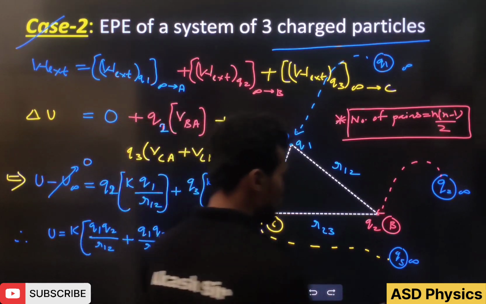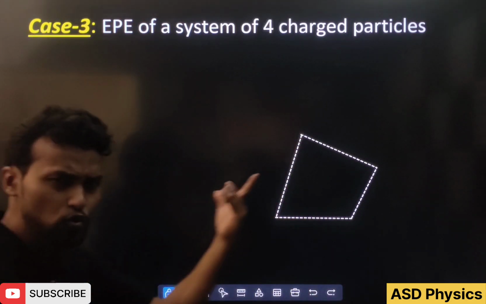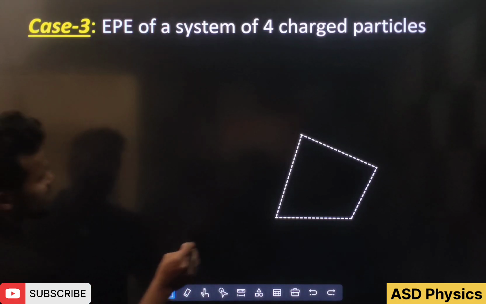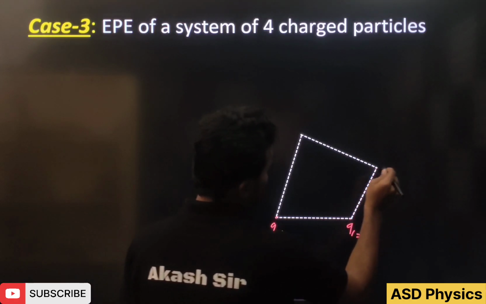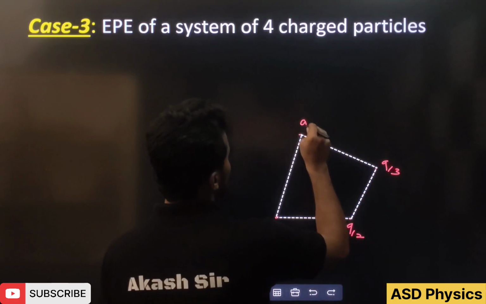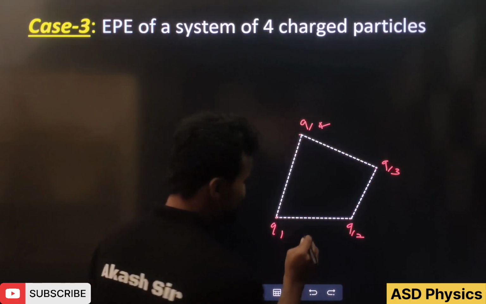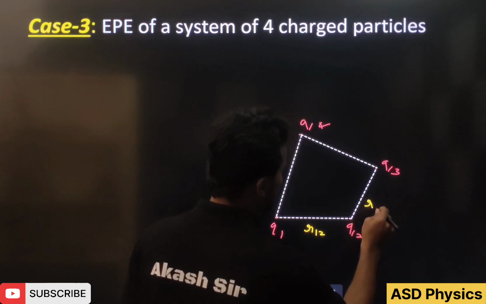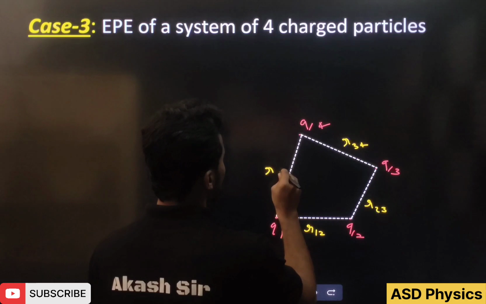Now, for the next one, we have 4 charged particles. Again, no need to do all these things. Directly I will write here: this is Q1, this is Q2, this is Q3, and this is Q4. Let me write here the distances. What will be the distances here? Yes, R12, R23, R34, and R41.